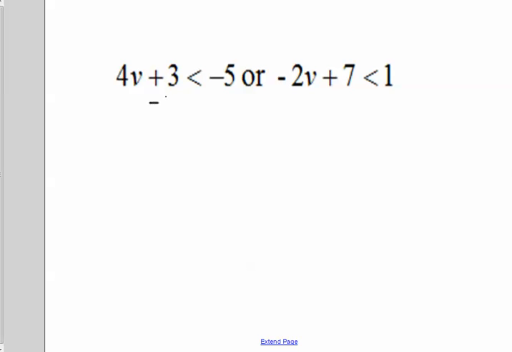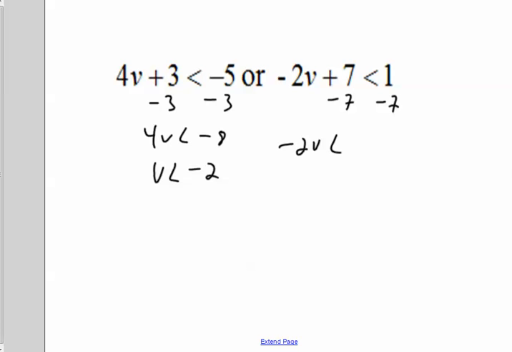Looking at the next one, here's one with "or." Well, you can solve this. You subtract 3, so you get 4v is less than -8. You divide both sides by 4, so you get v is less than -2. And then this one you subtract 7, and you get -2v is less than -6. You divide both sides by -2, but you have to switch that inequality sign. So v is greater than 3.